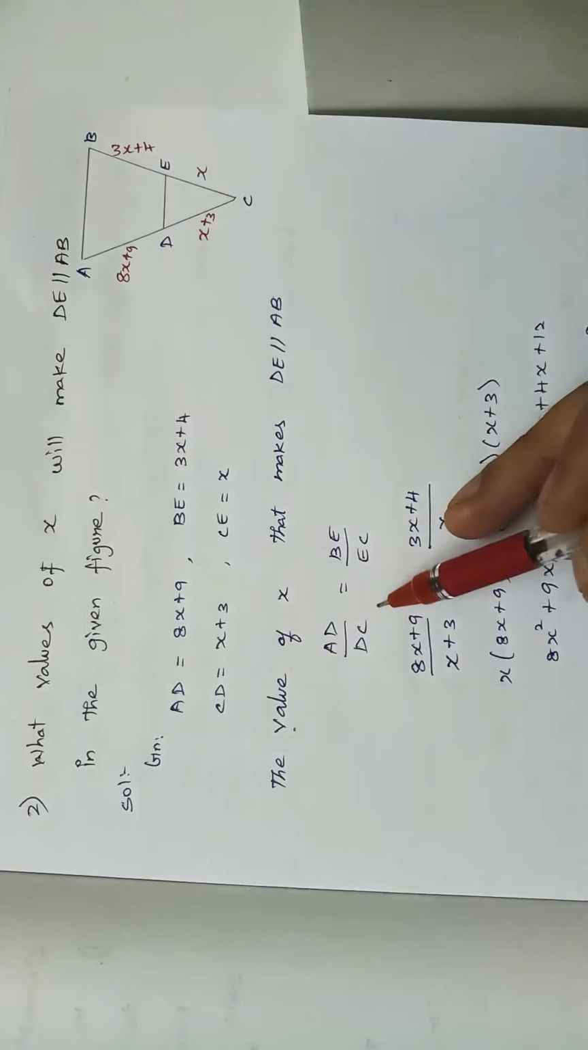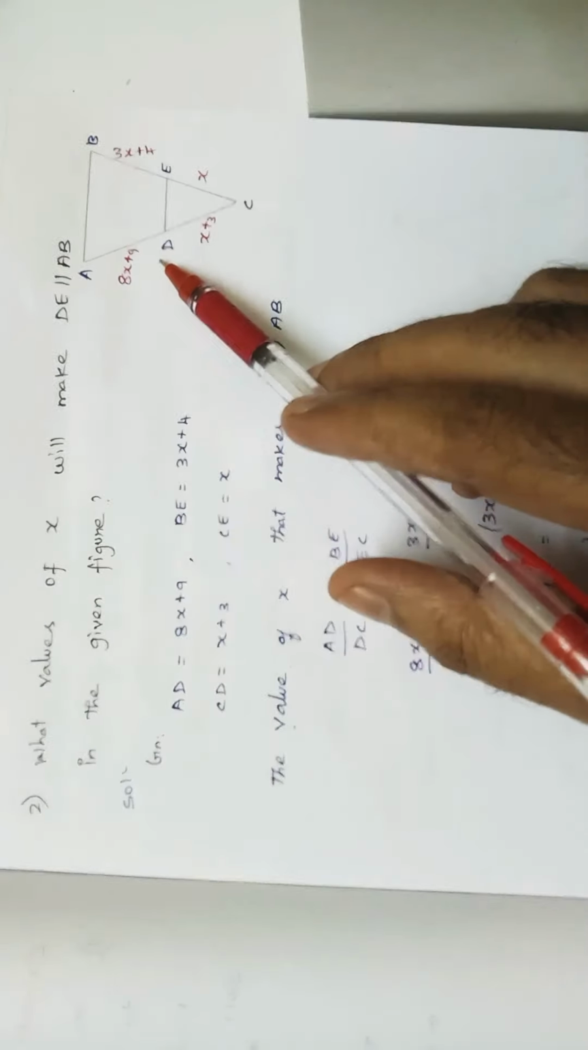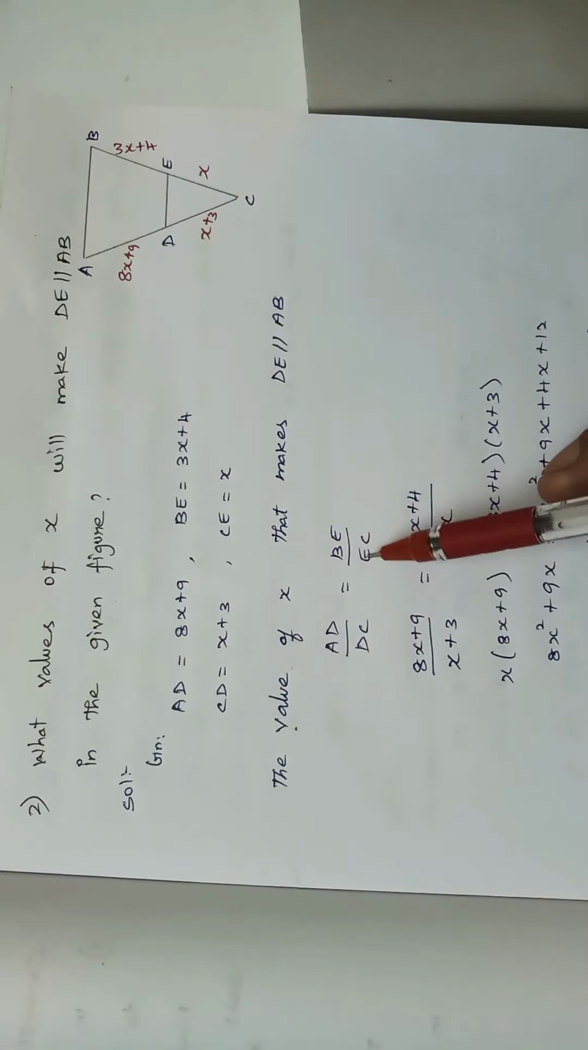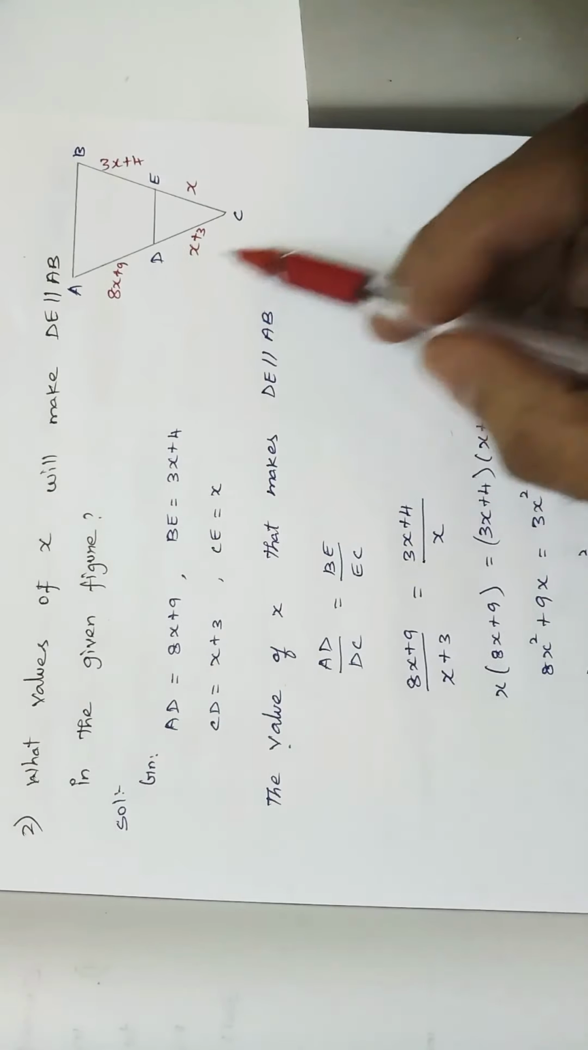When the ratios are equal, AD by DC is equal to BE by EC. AD by DC is equal to BE by EC, right? And one more thing. See here, we can change the format also.